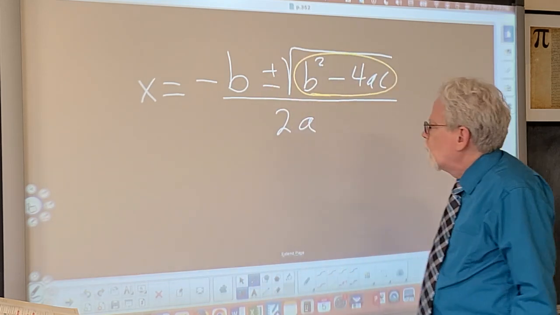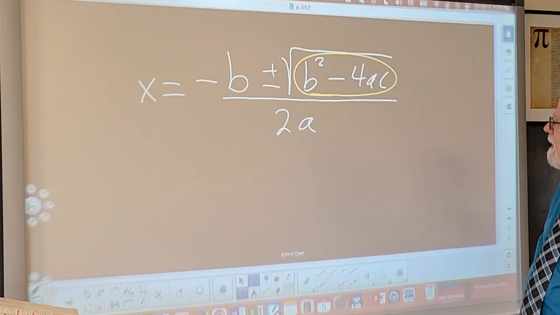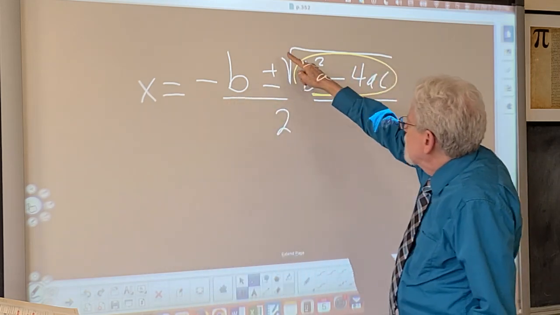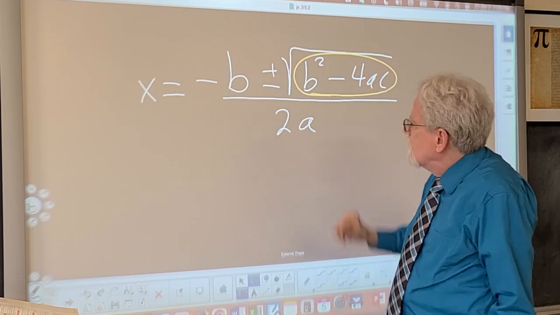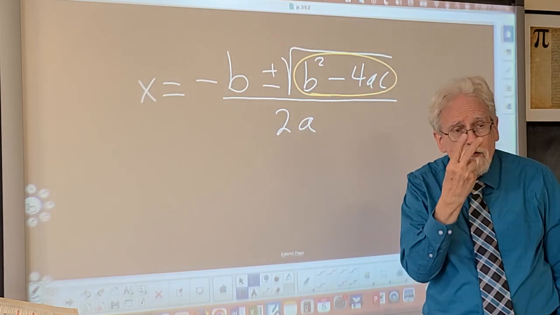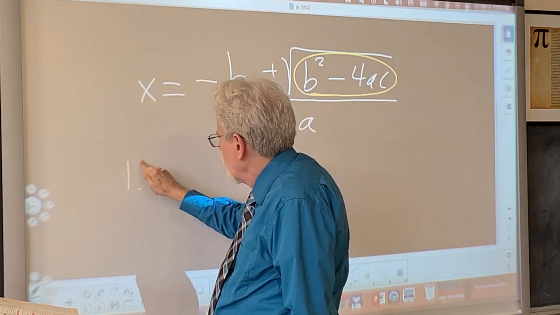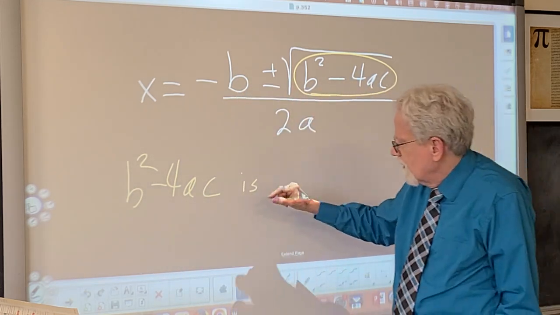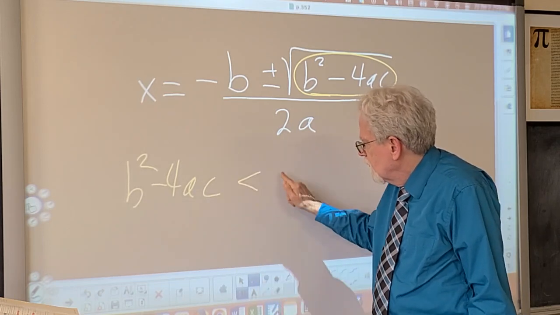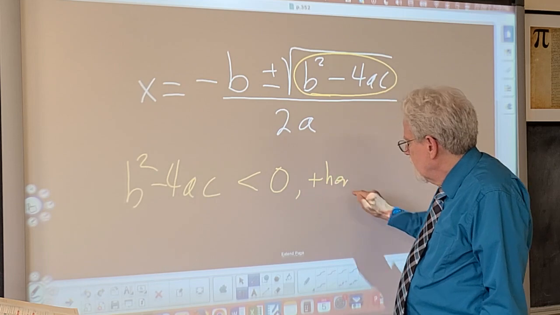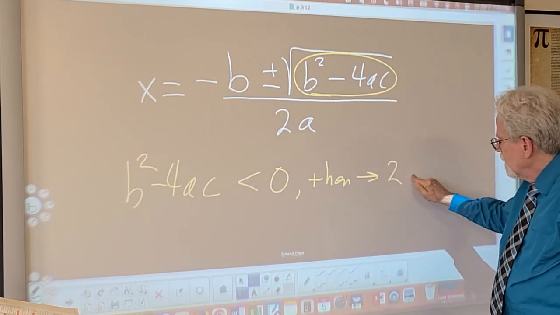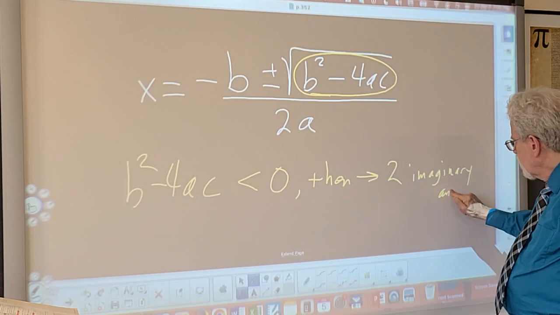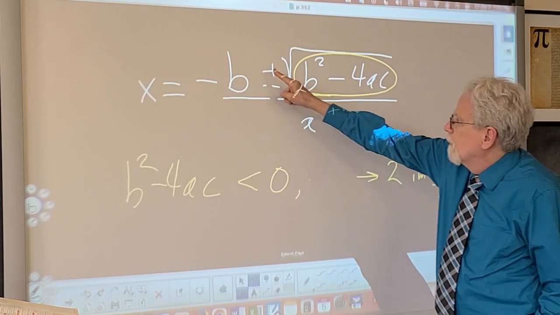if you look just at b squared minus 4ac, if this turns out to be negative, what kind of answers are you going to get? If you got the square root of a negative, then you're going to get imaginary answers. How many? 2. So if b squared minus 4ac is negative, instead of writing the word negative, I'm going to say less than 0. If it's negative, then you get 2 imaginary answers. Will it always be 2? Yes, it'll always be 2, because it'll always be plus or minus.